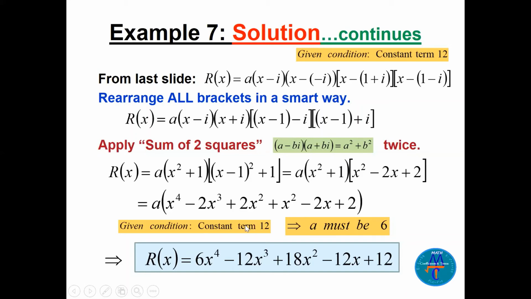Remember, the given condition said the constant term should be 12. So this is 2 here. So to make it 12, I have to put a 6. So a must be 6. Now 6 times this, minus 12, plus 18, minus 12, plus 12. There is an x here. Just check it, please.